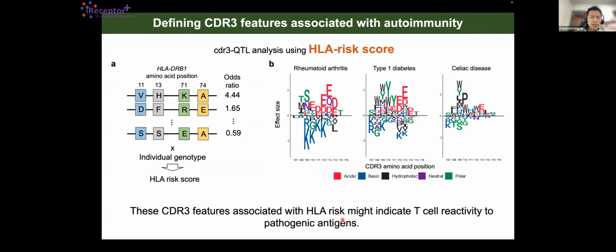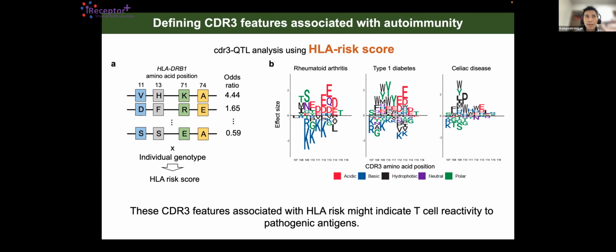So till now I've been focusing on HLA position 13, but here I try to extend to the HLA risk amino acids. So as I said, position 71 and other positions are also important in RA or other autoimmune diseases. And so I calculated the HLA-wide genetic risk for RA, which I named the HLA risk score, and I conducted CDR3 QTL analysis using the HLA risk score. So the results are summarized here.